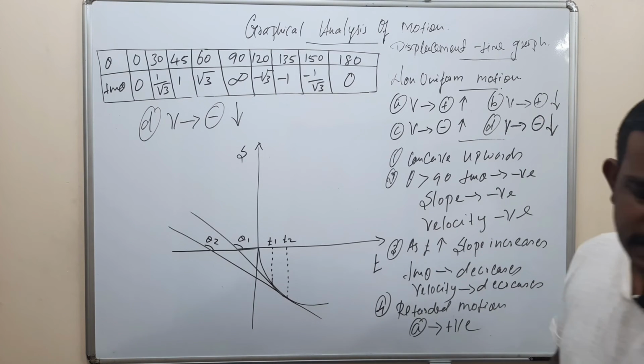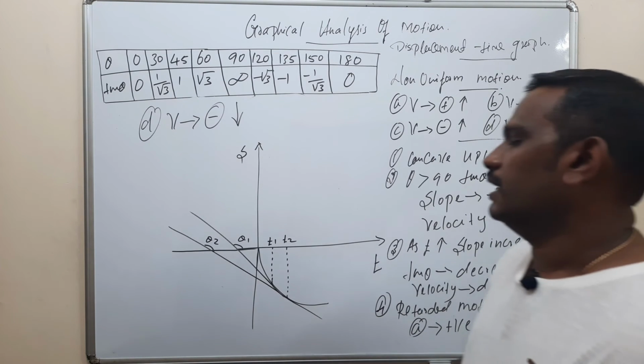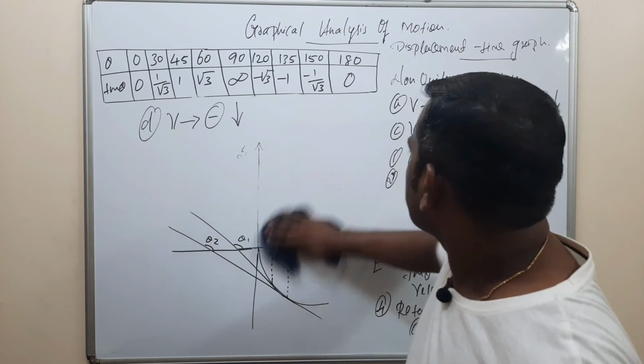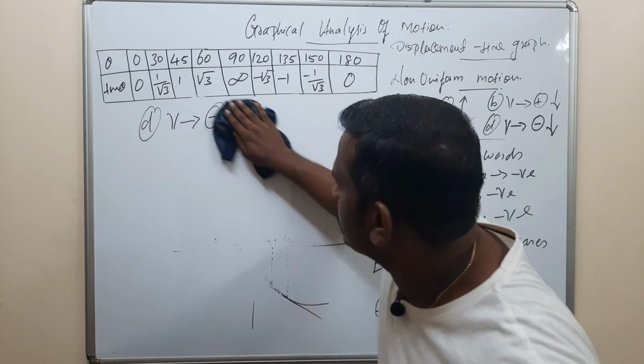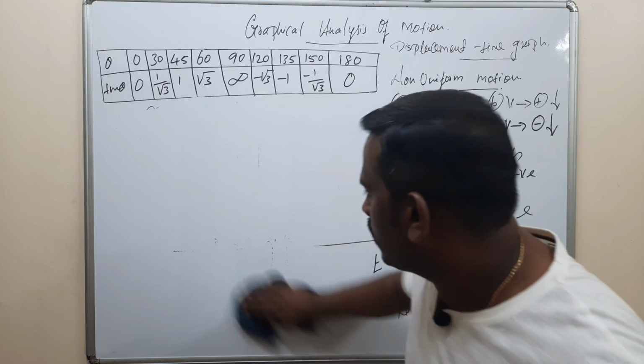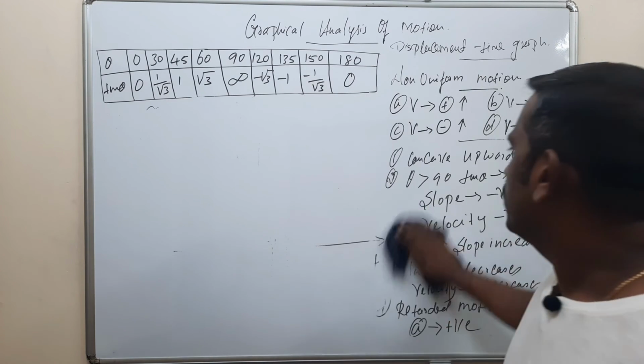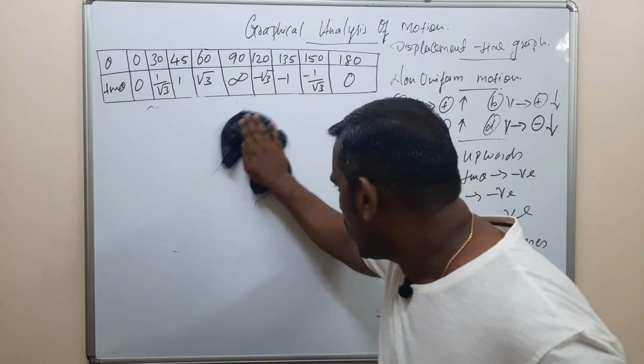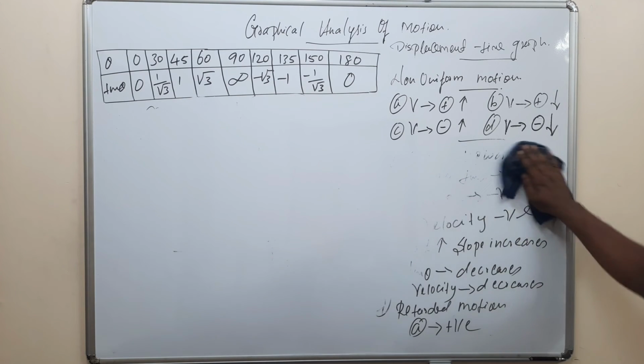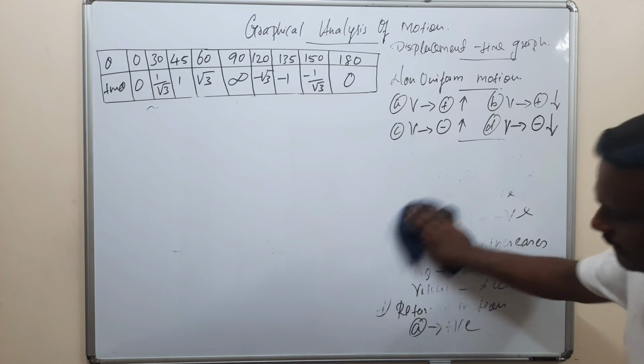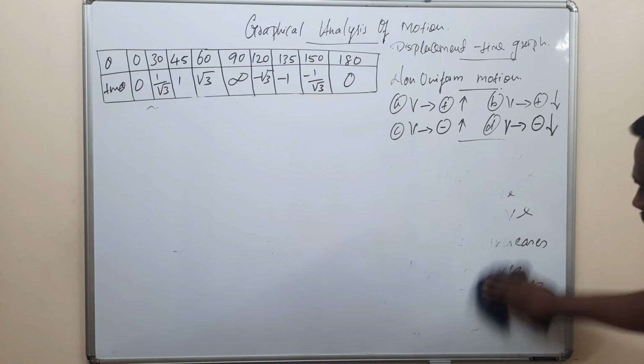So the curve shape is very important. Velocity positive increasing, velocity positive decreasing, velocity negative increasing, and velocity negative decreasing.